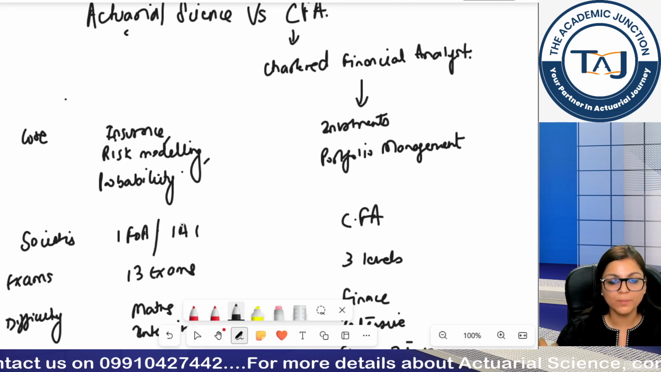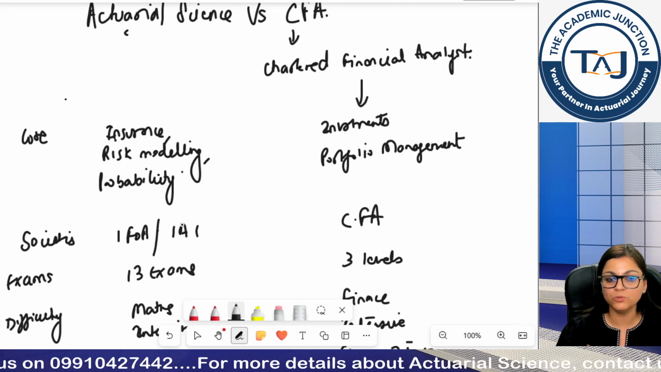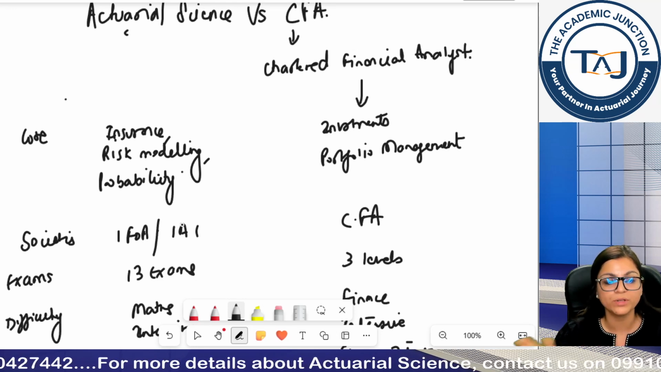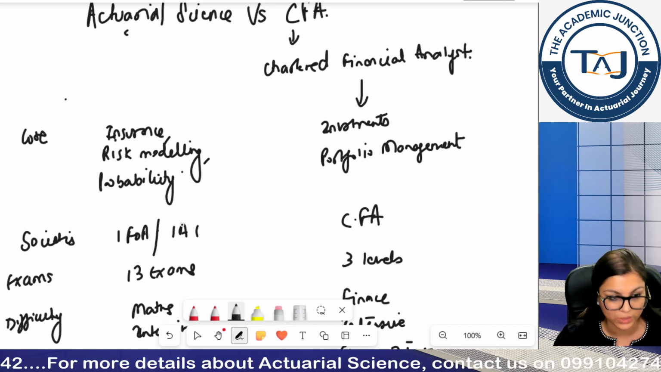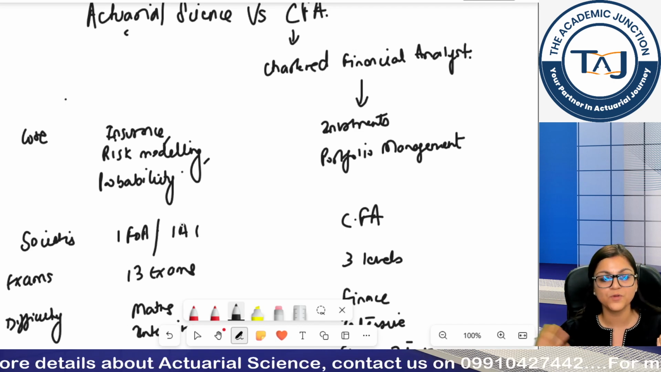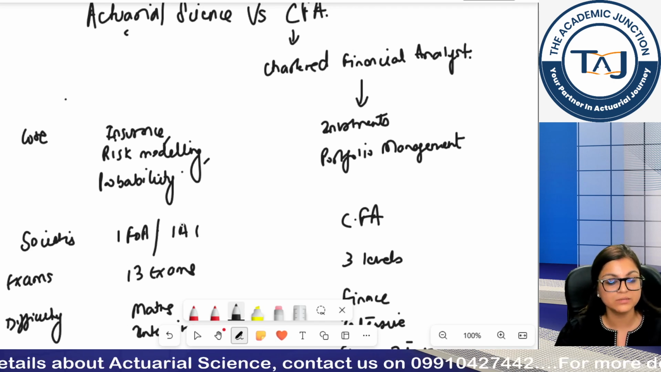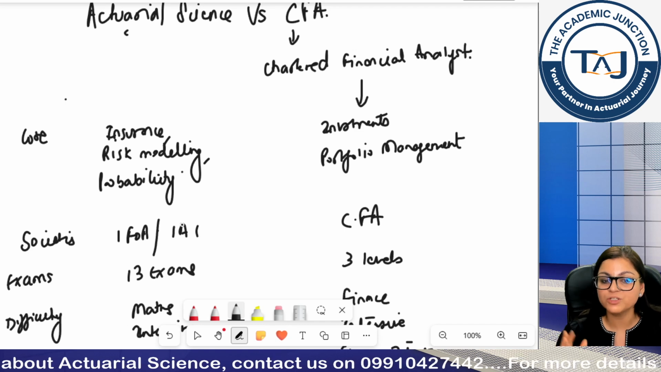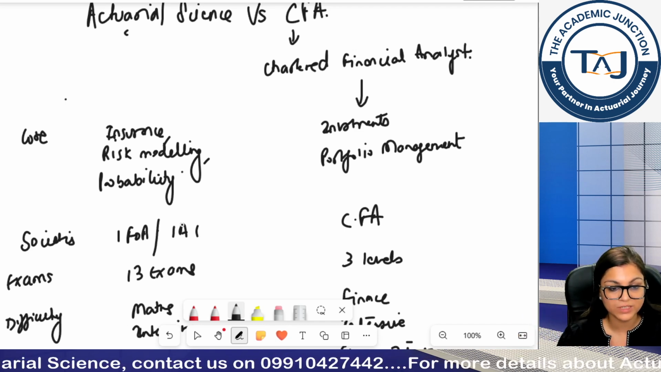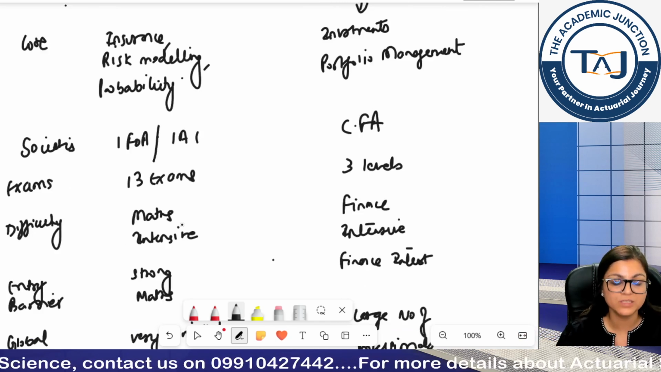If you want to appear for actuarial science, you need to register yourself as a member of the Institute of Actuaries of India or the Institute and Faculty of Actuaries UK. IFoA is the Institute and Faculty of Actuaries, and IAI stands for Institute of Actuaries of India. These are the two main societies from where the majority of students give their exams, whereas if you want to give CFA exams, you need to become a member of the CFA Institute.